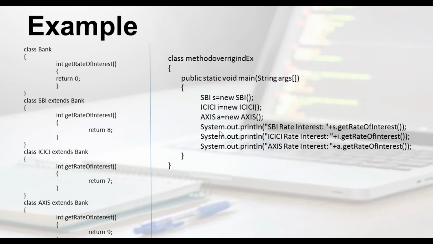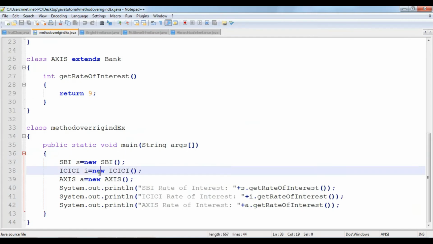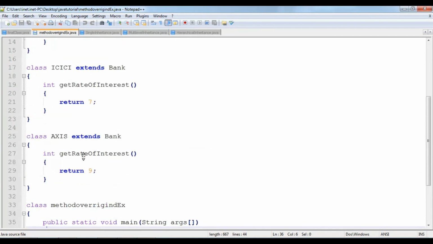Let's print something, that is System.out.println SBI rate of interest. Now to print SBI rate of interest, we have to access that SBI class method through the SBI object. Means the object of SBI is s.getRateOfInterest. Means you can say that through this SBI object you are accessing the particular method of the SBI class. Now the same for ICICI bank and the same for Axis bank. This is the same example that I explained to you previously.